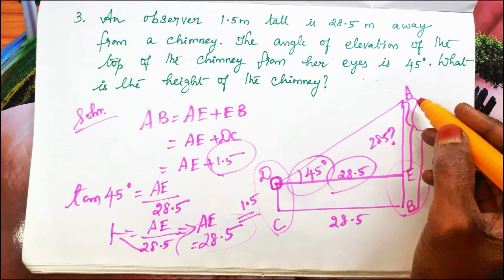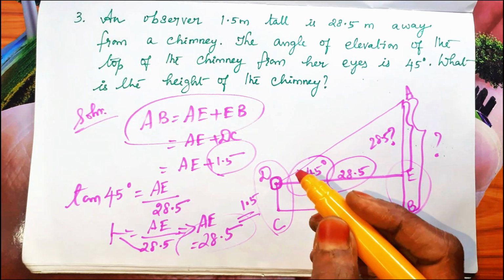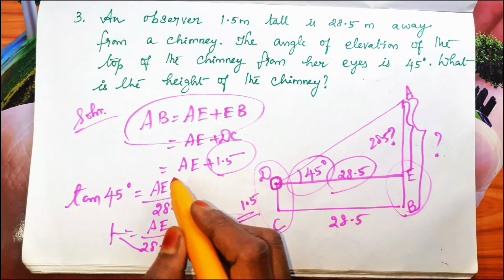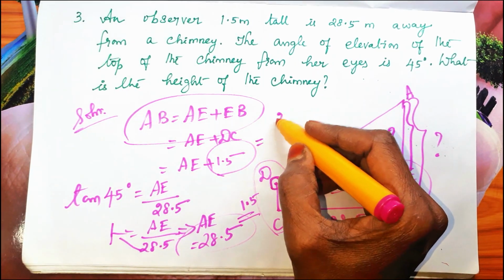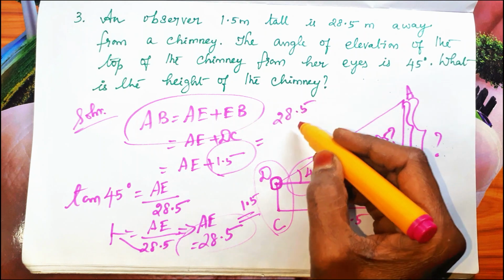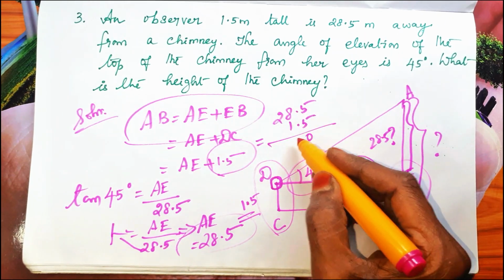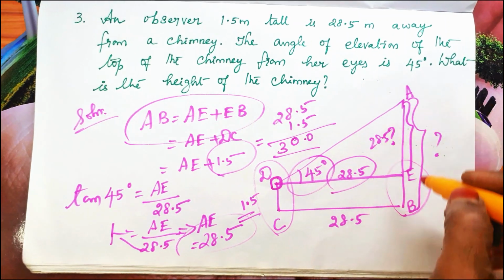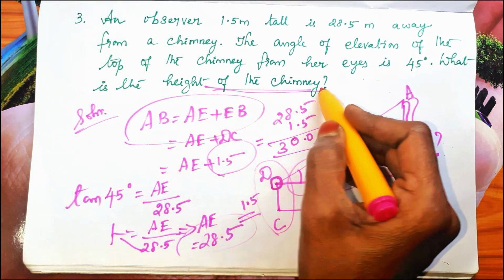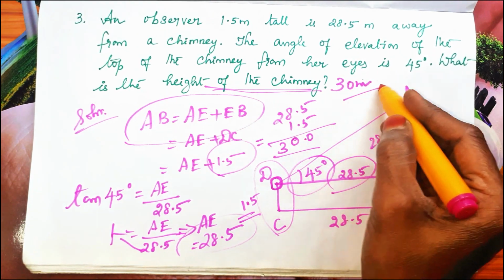We have to calculate what is AB. AB is equal to AE plus EB, that is AE plus 1.5. Now we calculated AE as 28.5 plus 1.5. What is the final answer? 30. So the height of the chimney we got is 30 meters. Is that clear?